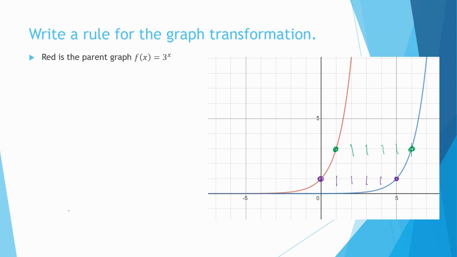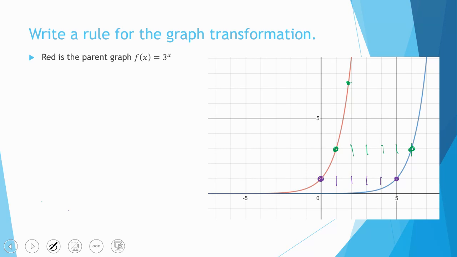You want to pick a point on the graph that's easy to see, okay? I'm probably not going to pick this point right here because it's hard to count exactly over to see where it is. But both the purple and the green points are very clear on the graph and allow me to very clearly count the movement from red to blue.